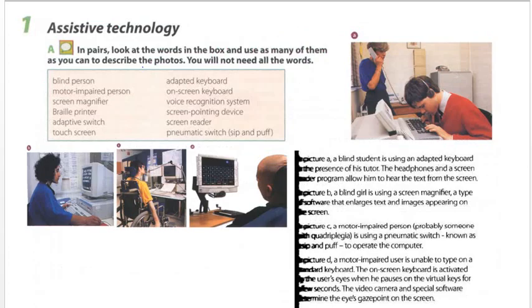Okay, let's begin with the first task, assistive technology. Look at the words in the box and use as many of them as you can to describe the photo. You will not need all the words.